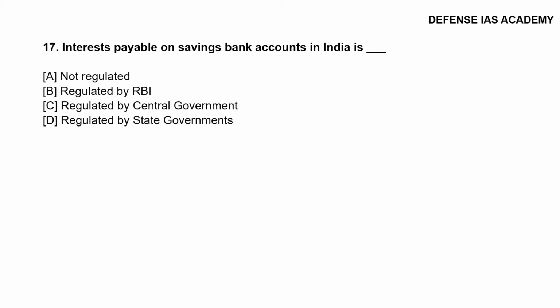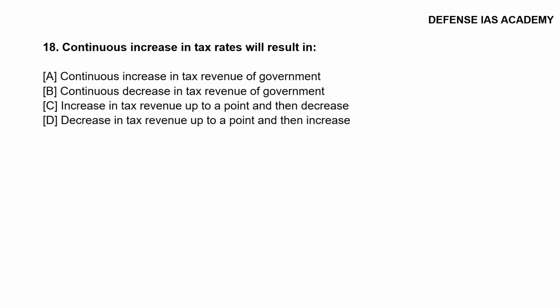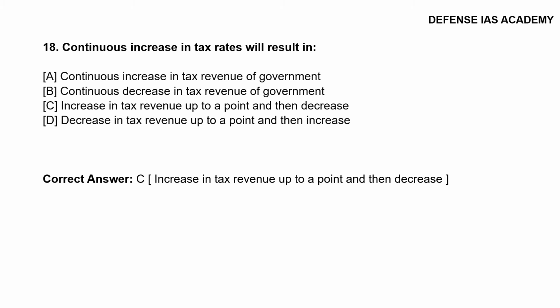Question number 17. Interest payable on savings bank accounts in India is dash. The correct answer is option A, not regulated. Question 18. Continuous increase in tax rates will result in? The correct answer is increase in tax revenue up to a point and then decrease.